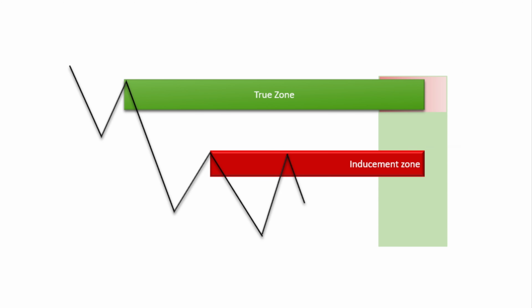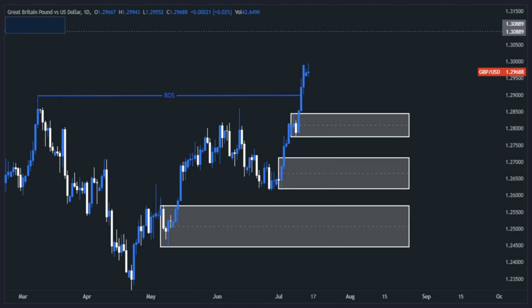You might think of placing sell limits at both the inducement and higher zones, but this approach can lead to multiple losses if neither zone holds. Instead, focus on the most promising zones by applying your understanding of inducement.